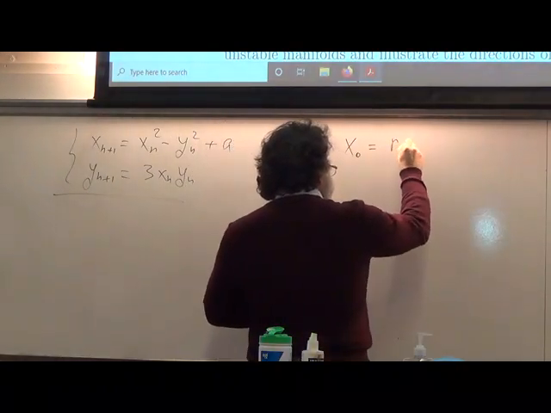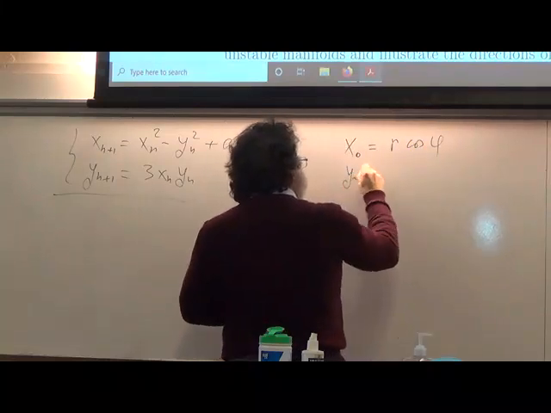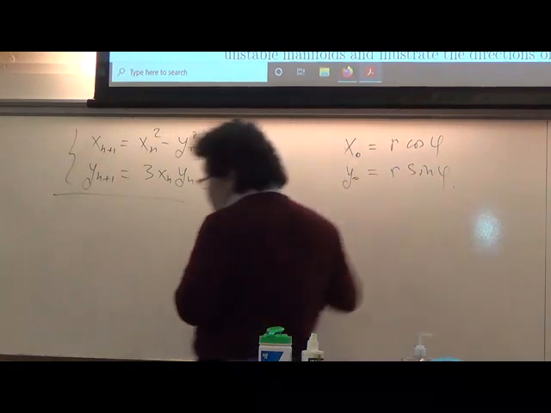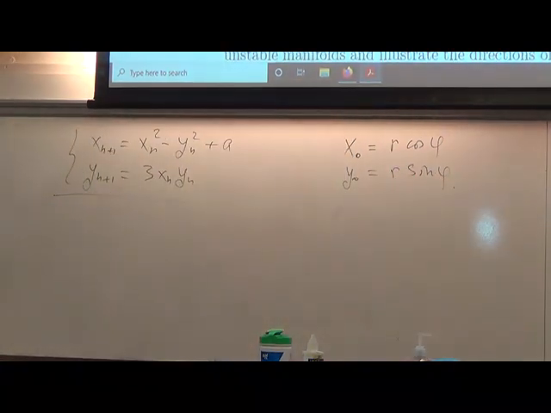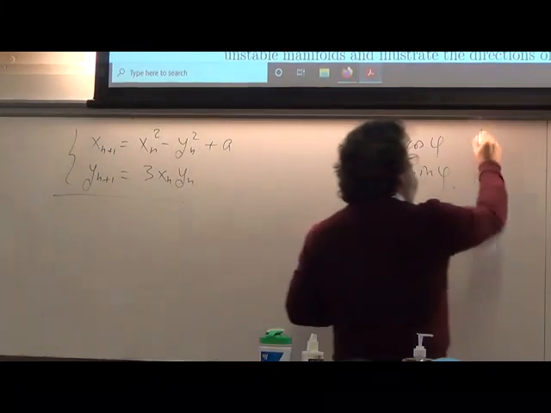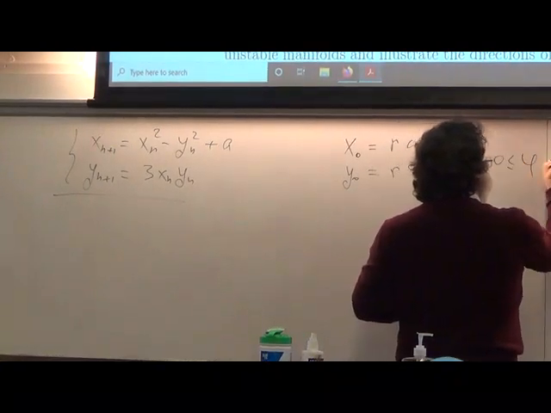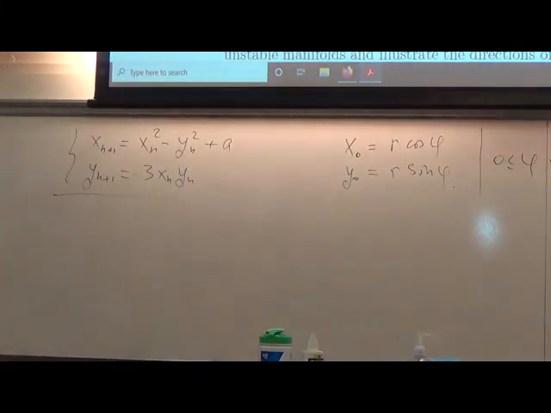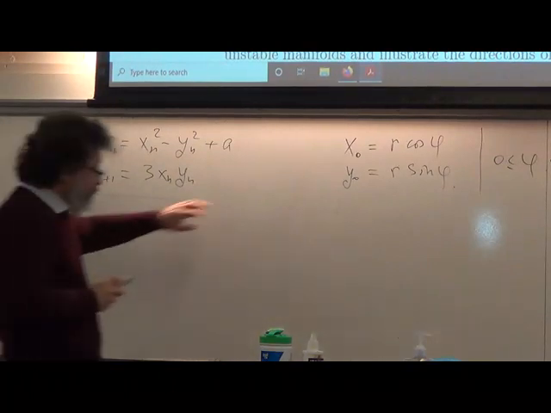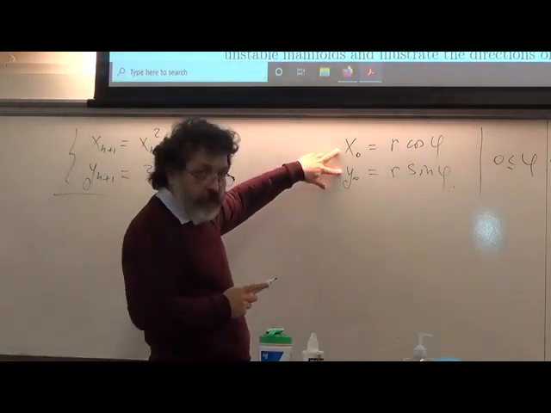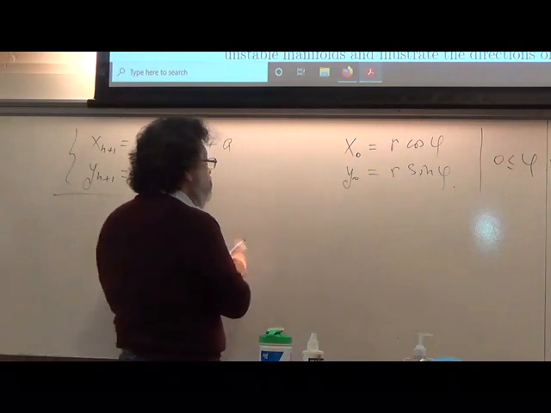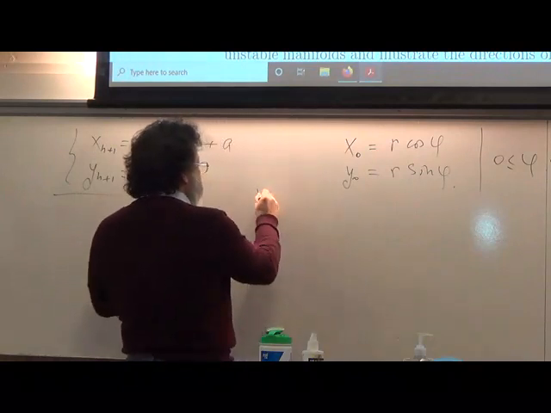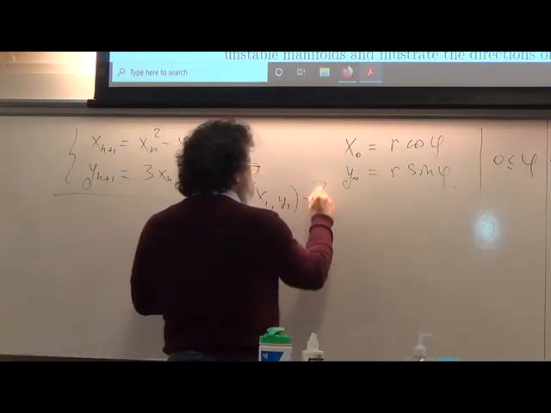x naught is r cosine phi, and y naught is r sine phi. So r is fixed, but if we change phi, phi will be the parameter, let's say between 0 and 2 pi. If phi changes between 0 and 2 pi, we get points on the circle, right? So we started with this point of the circle, and what will we get? The question is, x naught, y naught is given, and we want to find x1, y1.